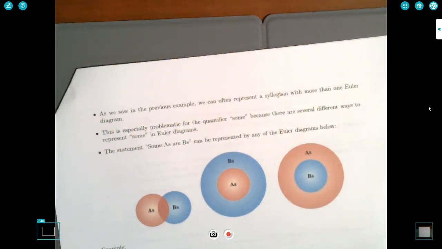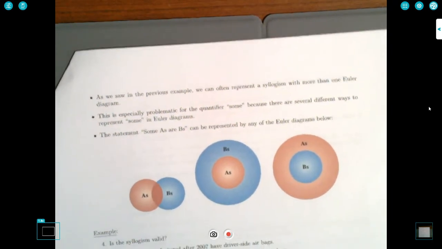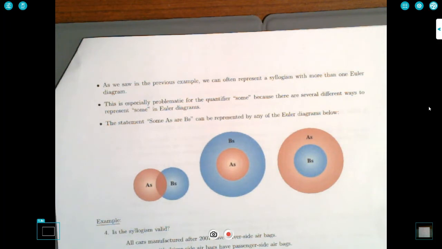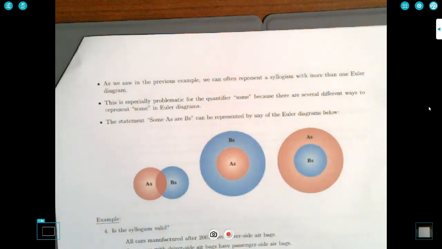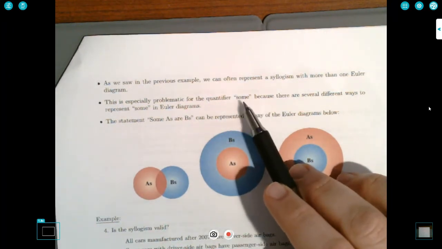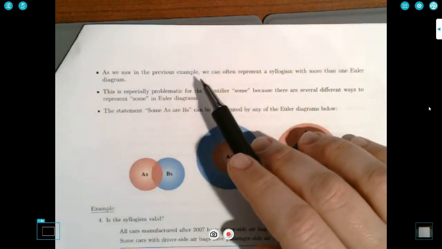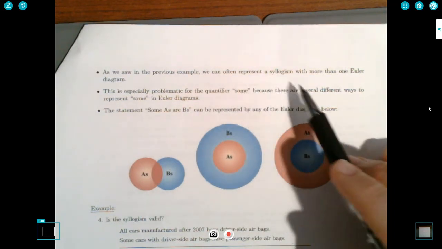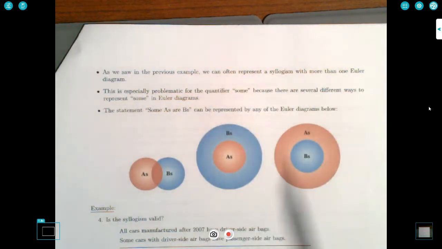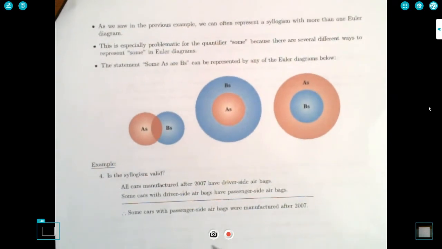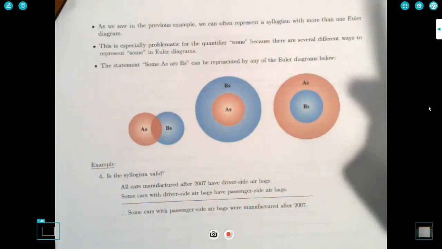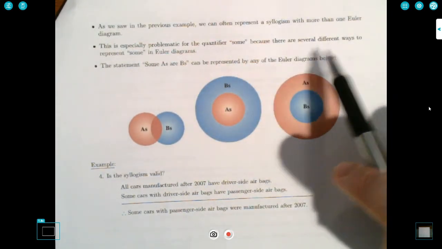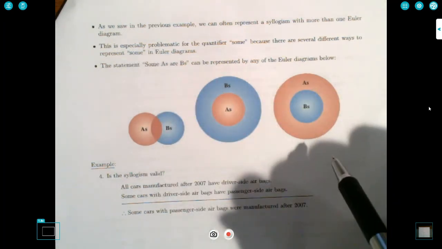So we've seen some syllogisms with the all quantifier, and we've seen some syllogisms with the no quantifier. Let's talk about syllogisms with the some quantifier. These are the harder ones because, as we saw in the previous example, we can often represent a syllogism with more than one Euler diagram, but that's especially a problem for the some quantifier because there are several different ways to represent some in Euler diagrams.